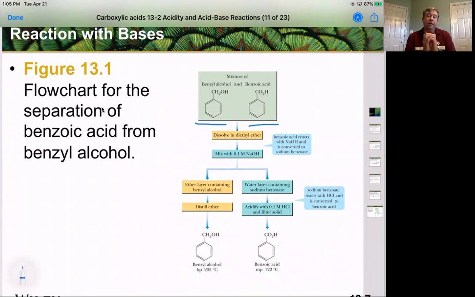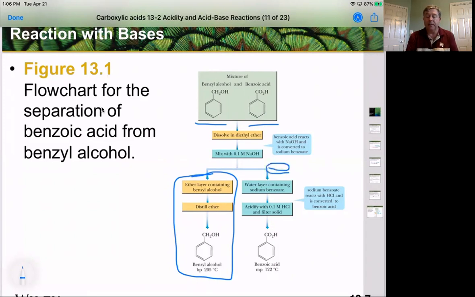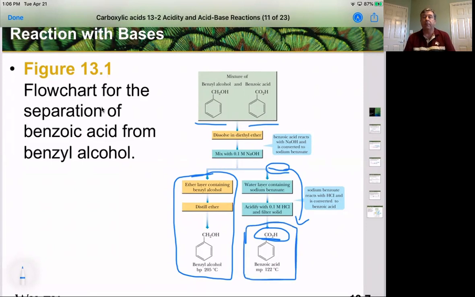You can then extract that solution with base. Only the carboxylic acid will deprotonate and be pulled into the water layer. The alcohol will not deprotonate and will stay in the organic layer. So once we have that organic layer separated, all we have to do is remove the ether, and we've separated out our alcohol from our system. But now that our carboxylic acid is in the water layer, if we acidify it to reprotonate it to give us our carboxylic acid, it'll crash out of solution as well, and then we can receive a pure portion of the carboxylic acid from that water solution.